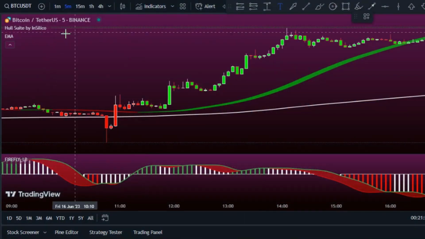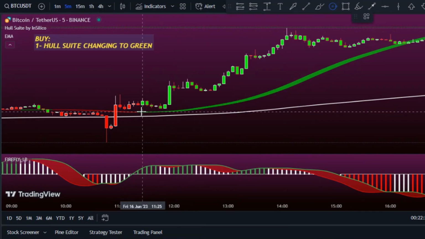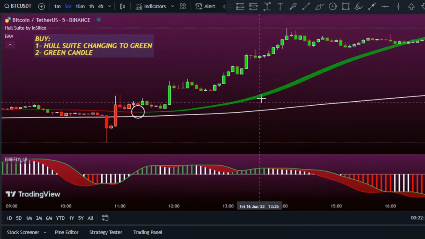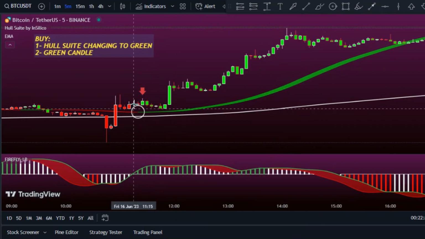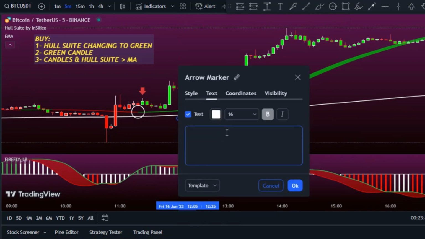For a long trade, when the Hall Suite indicator turns from red to green, it signals a potential buy opportunity. We should then wait for a bullish green candlestick to form as a confirmation. We also want to ensure that the candlesticks and indicator are trading above the moving average to confirm an upward long-term trend.